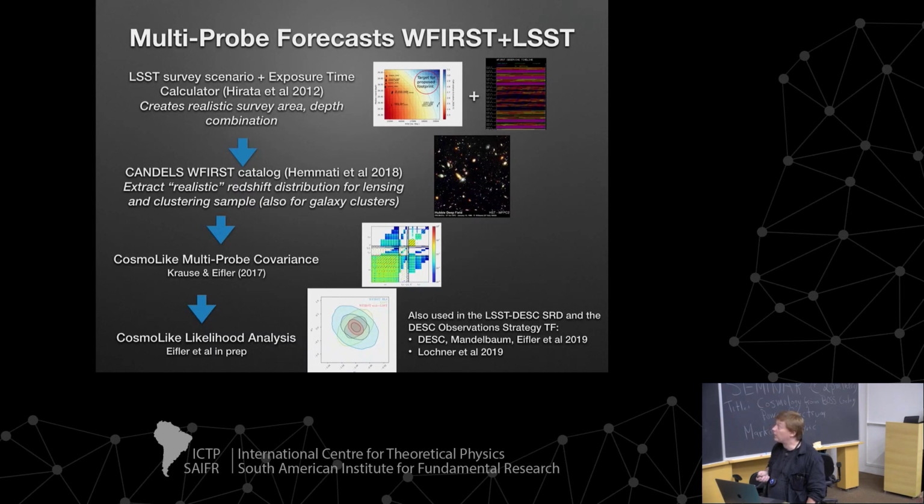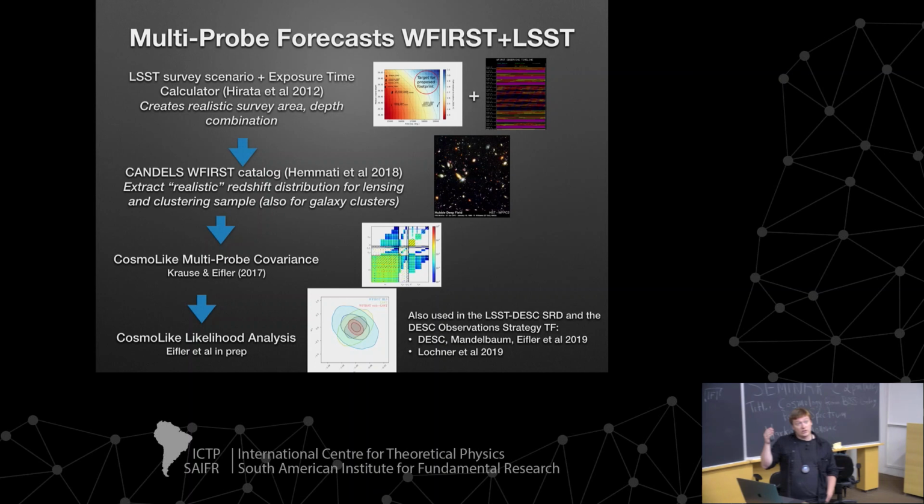Okay, so this is the machinery that we've actually built. We have a W-first exposure time calculator that gives you different versions of the survey. We then go to the CANDELS catalog. That's the only catalog out there that actually resembles the depth that W-first will reach. You can get a realistic galaxy sample only over a small part of the sky, but you can get a realistic galaxy sample from the CANDELS catalog of what W-first will see over a much larger area. And then you can get your redshift distribution from that.